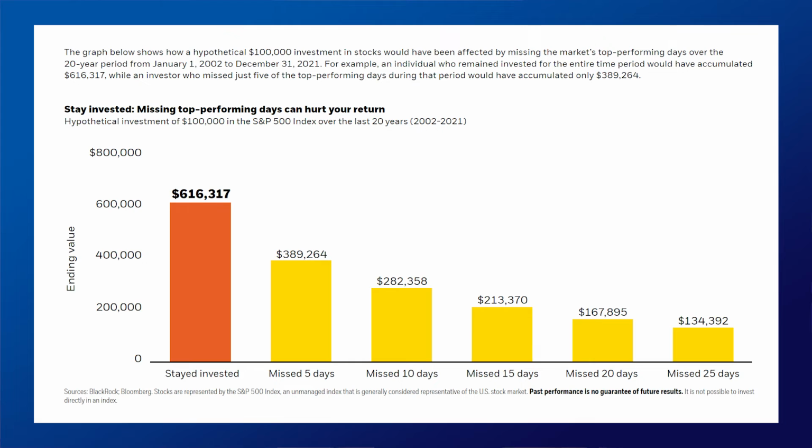But if you just missed the 5 best days in a 20-year period of time, you're all the way down to $389,000. It's kind of crazy to think about 5 days in 20 years. If you missed the 25 best days on the far right side, I mean, you're talking about less than a month in a 20-year period of time, you're at a sixth of the value, $134,000.